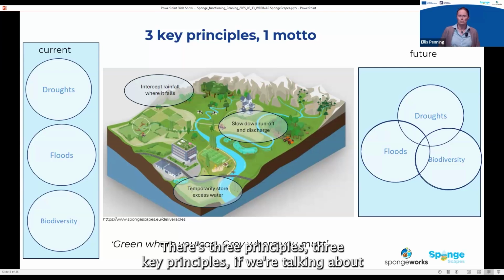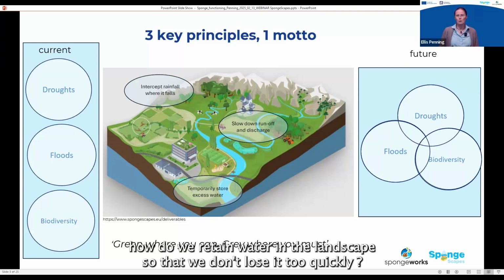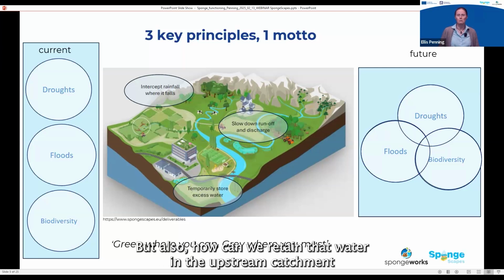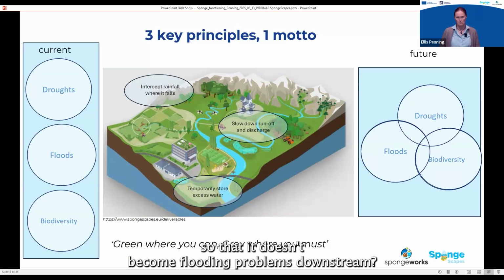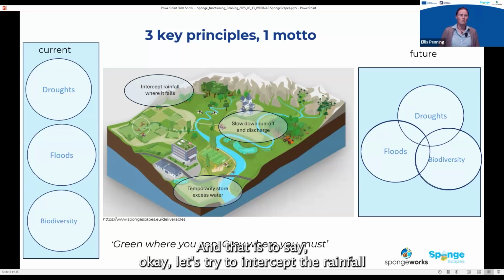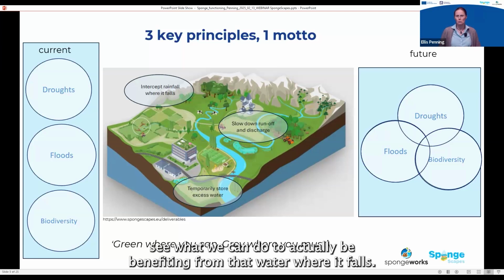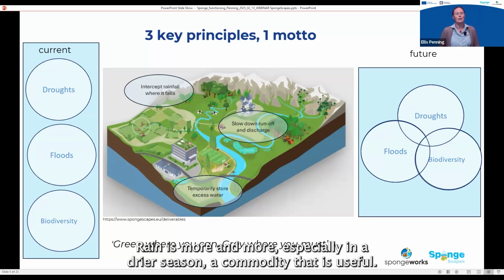There's three key principles. If we're talking about how do we retain water in the landscape so that we don't lose it too quickly, so that we can benefit from it during droughts, but also how can we retain that water in the upstream catchment so that it doesn't become flooding problems downstream. And that is to say, okay, let's try to intercept the rainfall where it falls. Rather than draining it very quickly to further downstream, see what you can do to actually be benefiting from that water where it falls. Rain is more and more, especially in the drier season, a commodity that is useful.